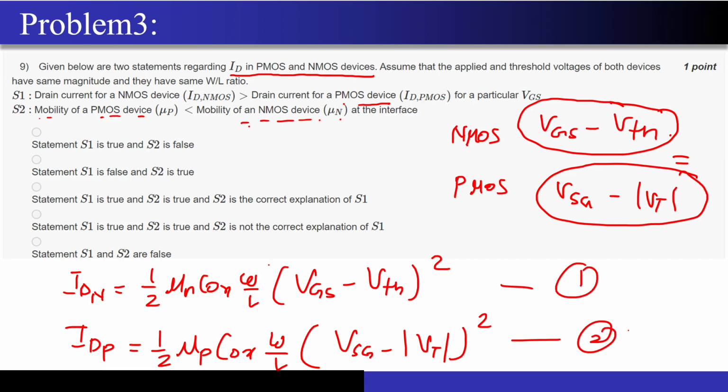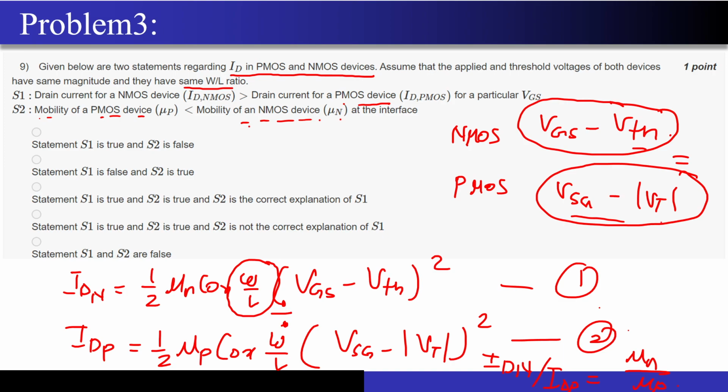The W by L ratios are the same for both of them. It has been given in the question that they have the same W by L ratios, and even their VGS minus VTH and VSG minus mod VT are the same, right? So if I just divide these two equations, what will I get? ID of N divided by ID of P, you will just get the mobility of electrons by the mobility of holes, right?